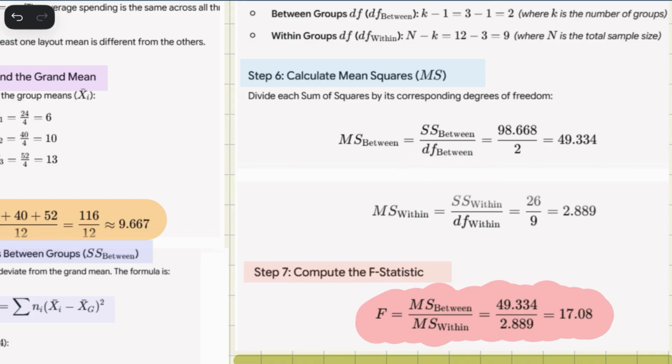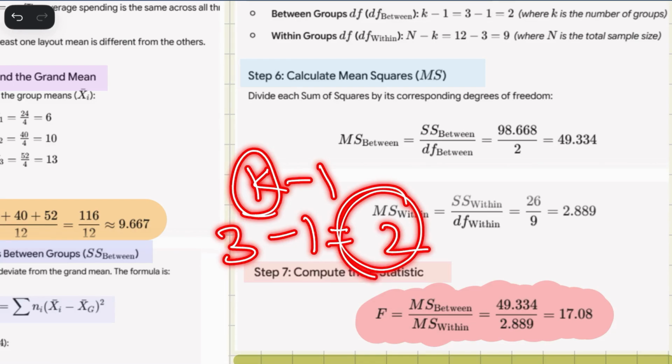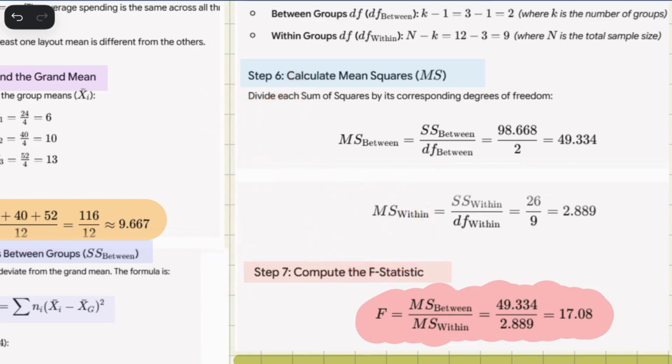The degrees of freedom between is 2, which we calculate as k minus 1. We have 3 types of groups, so it is 3 minus 1, which equals 2. K is the number of groups and we have 3 groups, so k minus 1 is 2. Usually it is n minus 1, but here we use k minus 1.